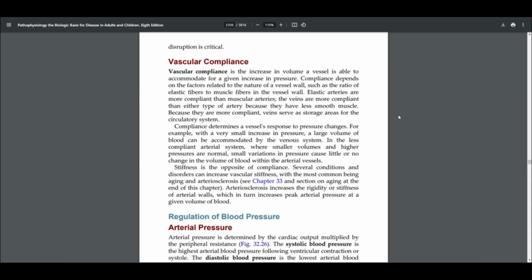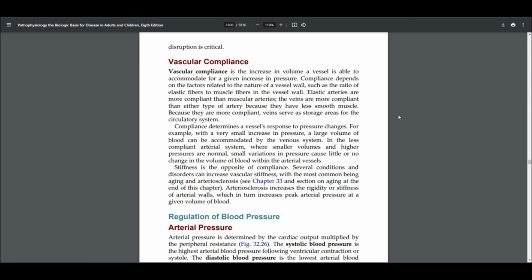Because they are more compliant, veins serve as storage areas for the circulatory system. Compliance determines a vessel's response to pressure changes. For example, with a very small increase in pressure, a large volume of blood can be accommodated by the venous system. In the less compliant arterial system, where small volumes and higher pressure are normal, small variations in pressure cause little or no change in the volume of blood within the arterial vessels.